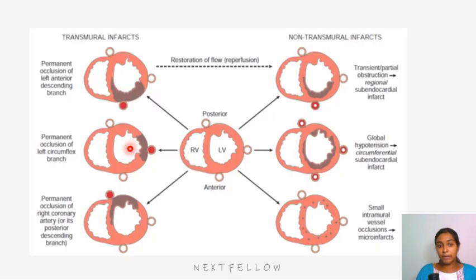Next, the diagrammatic representation of these infarcts. Here you can see that due to the complete occlusion of this vessel, there will be a complete infarction involving all the three layers. So this is a transmural infarct. Here there is an incomplete occlusion, so only the subendocardium is involved in the infarct. This is a subendocardial infarct. In global hypotension, there will be a circumferential subendocardial infarct, and this is a multifocal infarct due to occlusion of the small intramural vessels or vasculitis.